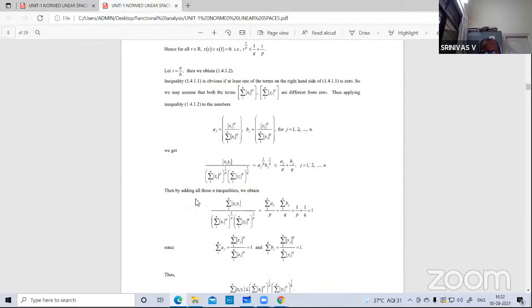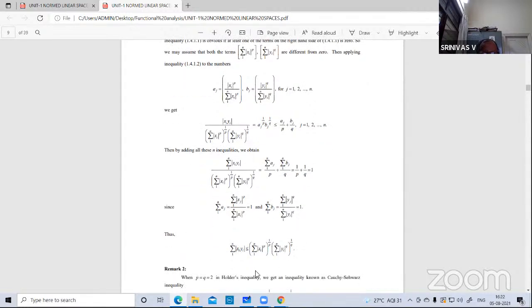Then we add up all these, and we apply this equality, and that gives this whole thing is less than or equal to 1. This is the left hand side of Holder's inequality, and this is the right hand side. So we get this is less than or equal to 1, and because of this, it comes to the right hand side. So we obtain this inequality. That is the basic idea.